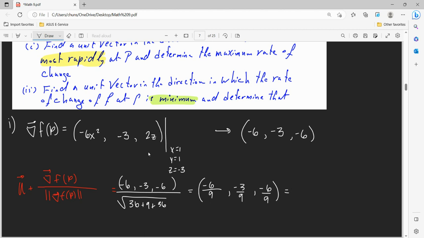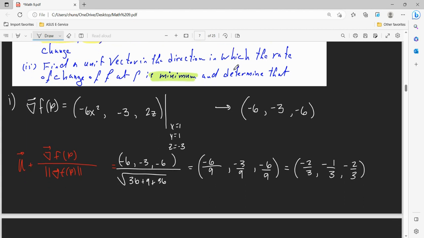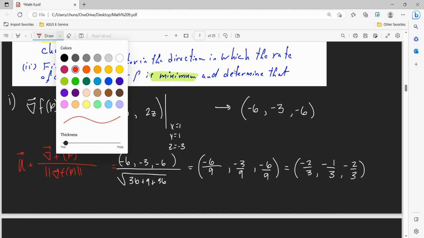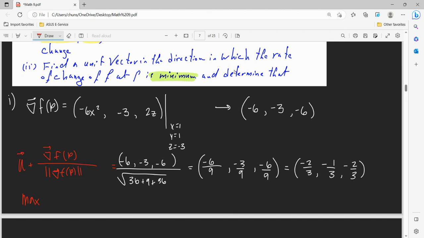And if we make this into an equivalent form, which is divisible by 3, so this is negative 2 over 3, negative 1 over 3, negative 2 over 3. Okay, so this is our unit vector, and we want the maximum rate of change. So the max rate of change is equal to our positive gradient magnitude. So that was the denominator, and we said that was square root of 81, so this is equal to 9.